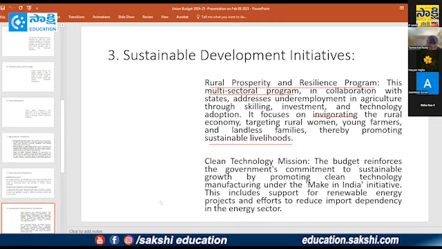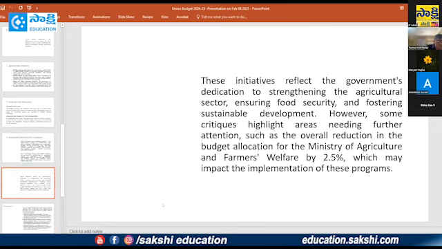The budget reinforces the government's commitment to sustainable growth by promoting clean technology manufacturing under the Make in India initiatives. This includes support for renewable energy projects and efforts to reduce import dependency in the energy sector. So these initiatives reflect the government's dedication to strengthening the agriculture sector, because agriculture is still the backbone of the economy, supporting I think approximately 60% of the people for their livelihood, ensuring food security and fostering sustainable development.